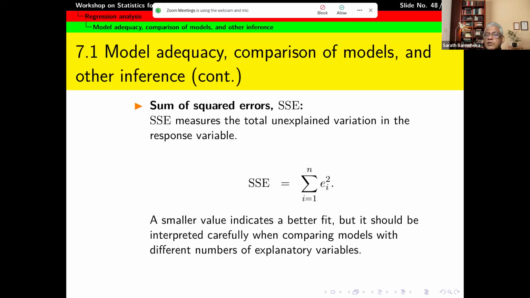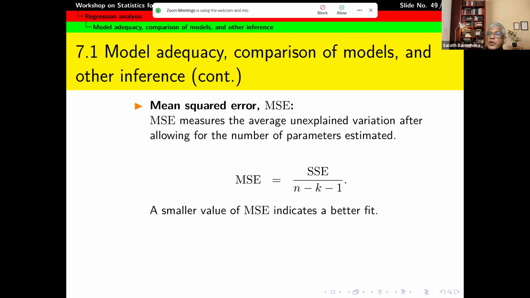I made a mistake there, so let me say it again. If you are considering two models, one with, say, five X variables and the other with, say, 10 X variables, it is very possible that SSE in the model with 10 variables is smaller than SSE in the model with 5 variables. But if the reduction in SSE is very small compared to the increase in X variables, then the larger model will not be a good model. That cannot be considered better than the smaller model.